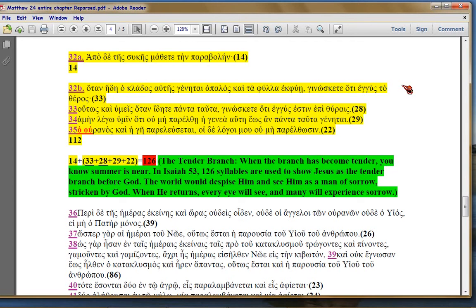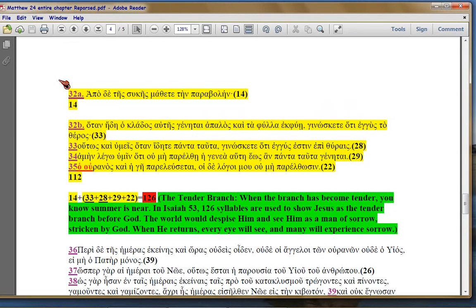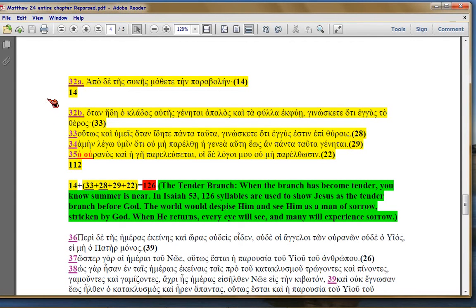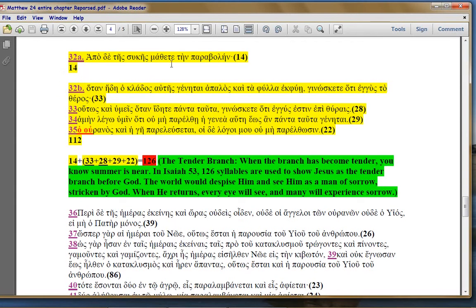Okay, now I'm back on the other computer. We're back to the Greek again, looking at the same 32 through 35. Anonymous, as we parsed it, the syllable counts are pretty much the same.